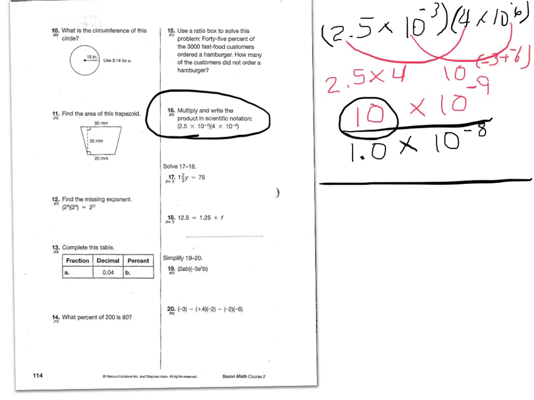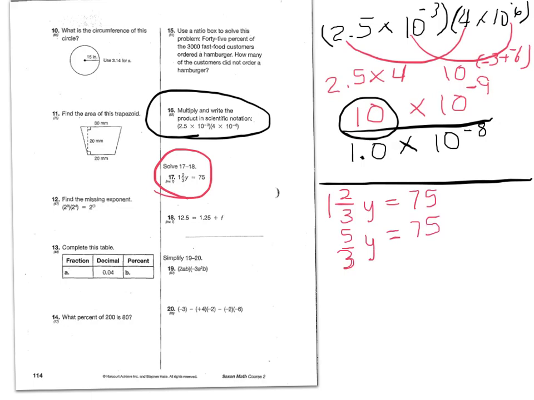Okay, now we're going to take a look at number 17, which is a pretty straightforward problem. We have 1 and 2/3 y equals 75. The easiest way to handle this one is probably to turn it into an improper fraction. So we take 1 times 3, which is 3, plus 2, which is 5, over 3, y equals 75.